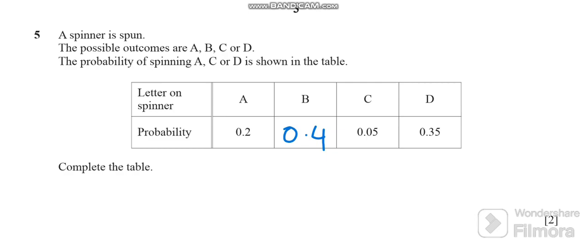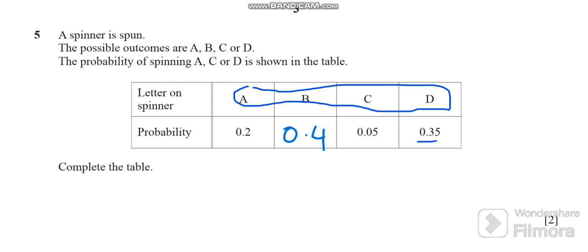Complete the table. So the total probability of all A, B, C, and D combined is 1. So 0.2 plus x plus 0.05 plus 0.35 will be 1. So we will subtract 0.35, 0.05 and 0.2 from 1, and what is remaining is 0.4, which will be the probability for letter B.